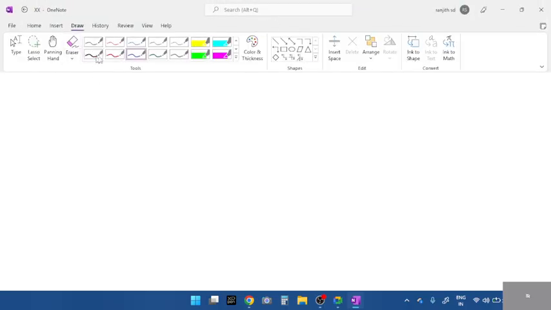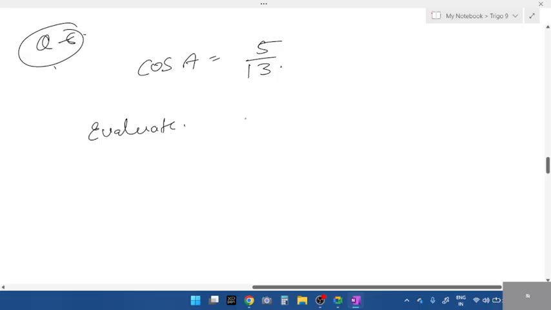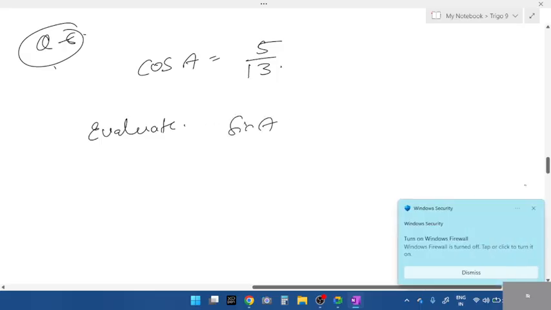Take down the next question. Exercise 1A, eighth question. Right, question number 8. The question is, if cos A is equal to 5 by 13, evaluate sin A.